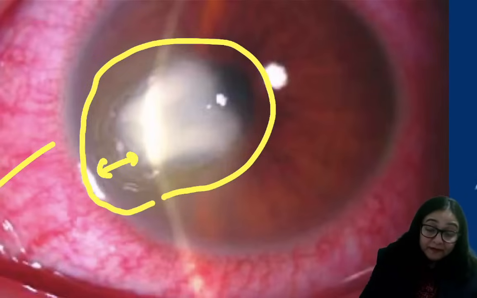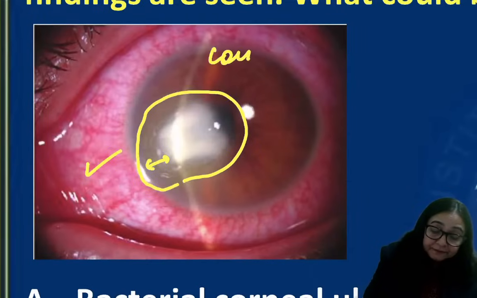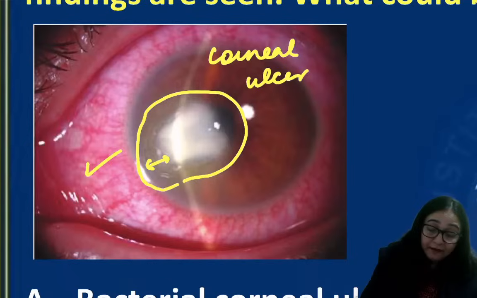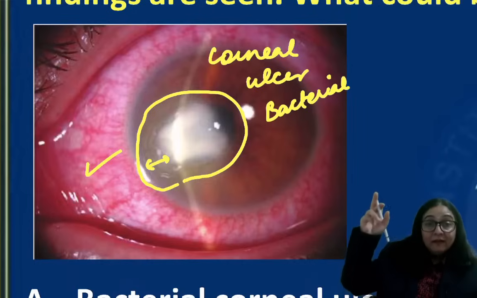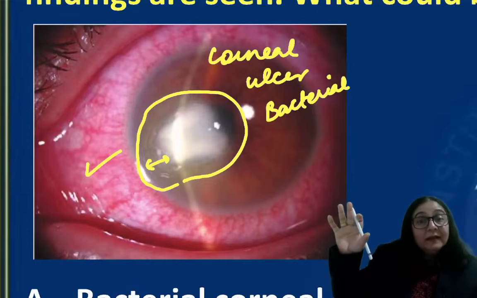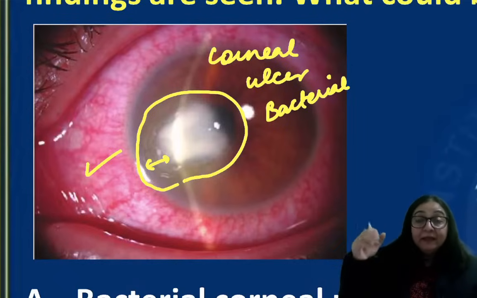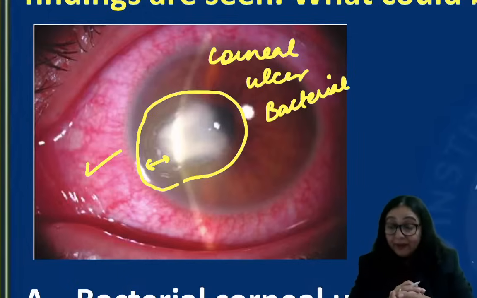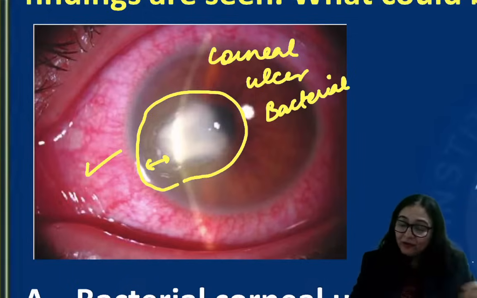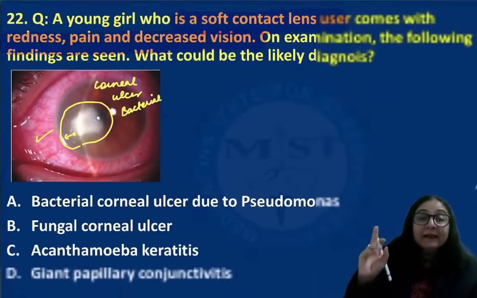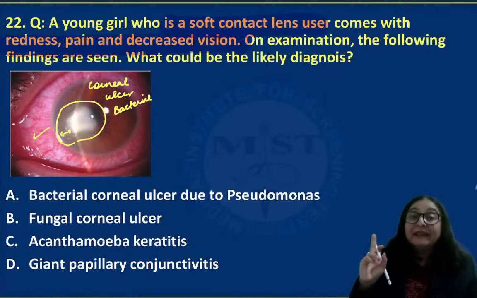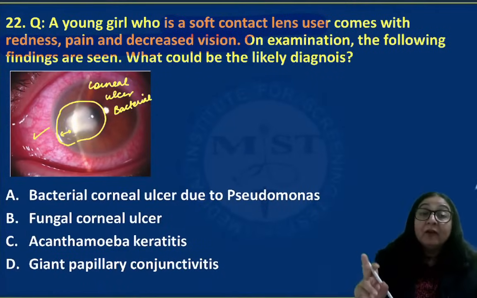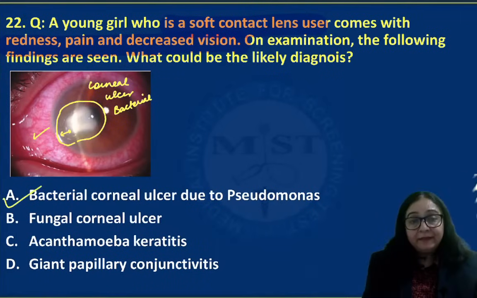Okay, so this is a corneal ulcer, and it is a bacterial corneal ulcer. Wet infiltrates, well defined margins, area of thinning which can lead to perforation. Okay, so what do you think it is? Yes, you are very right. It's a pseudomonas bacterial corneal ulcer. So the diagnosis here is bacterial corneal ulcer due to pseudomonas.